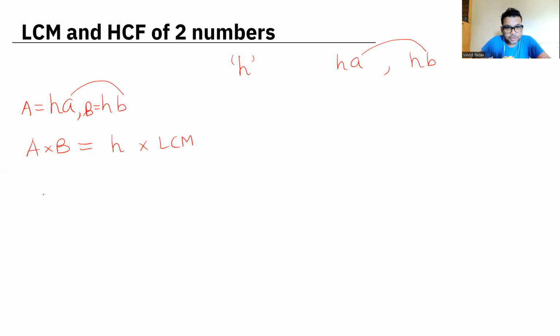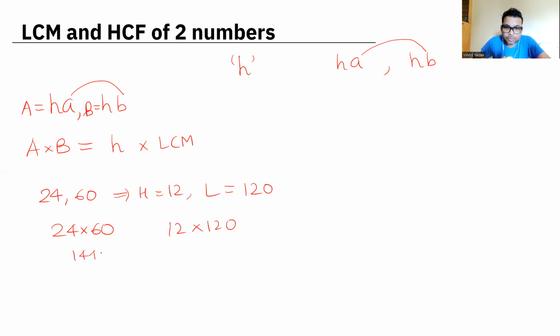Got it. Our initial example was 24 and 60. So their HCF was 12, LCM was 120, right? So you can check. So if you multiply 24 into 60 and HCF and LCM, both of them will match. This is 1440. This is also 1440. Of course, they will have to match. I gave you example of the 60 and 90 where you saw all the factors getting covered.